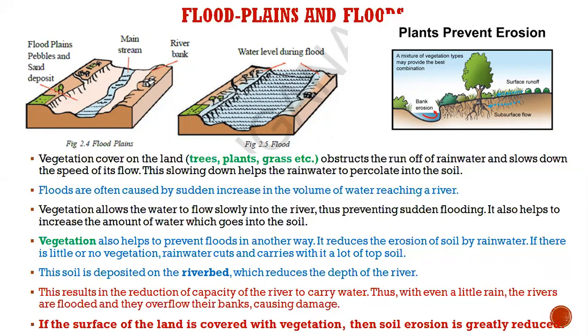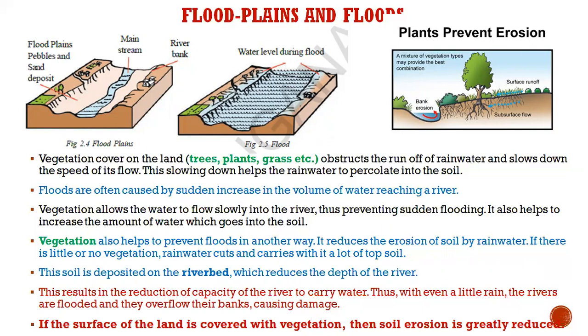Another reason for floods is a sudden increase in the volume of water reaching a river. By growing vegetation, it will slow the flow of water into the river and help in preventing sudden floods. And it also increases the amount of water which goes into the soil. Another use of vegetation is preventing soil erosion.